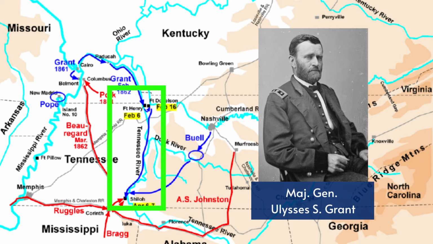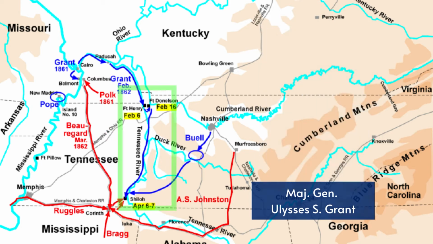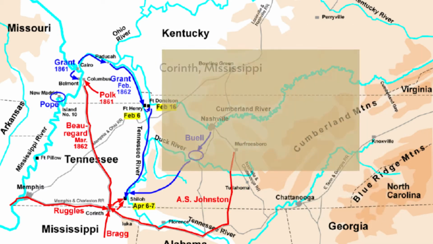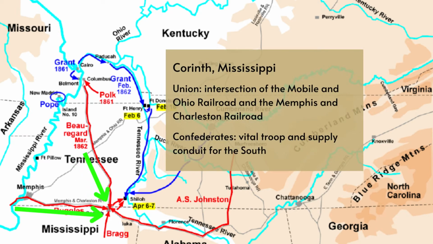General Grant was ordered to wait for reinforcements coming from Nashville, the Army of Ohio led by Major General Don Carlos Buell, before advancing toward Corinth, Mississippi. For the North, Corinth, Mississippi was the intersection of the Mobile and Ohio Railroad and the Memphis and Charleston Railroad. At the same time, it was a vital troop and supply conduit for the South.